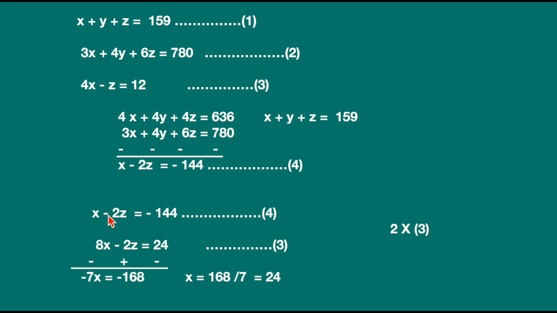Here you can see this is -2z, here also -2z. So I'm going to change the sign here. If I change here, I should change all over. Here it is positive, it will become negative. Negative will become positive. This is positive, it will become negative. So what is x - 8x? Minus 7x. Minus 2z plus 2z becomes 0. Minus 144 minus 24 is -168. Now simplify. Minus minus plus, x = 168/7 = 24. So what is Vani's age? 24 years. X = 24.